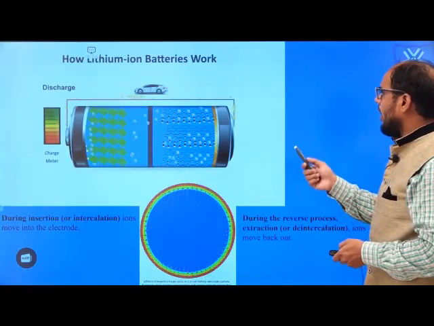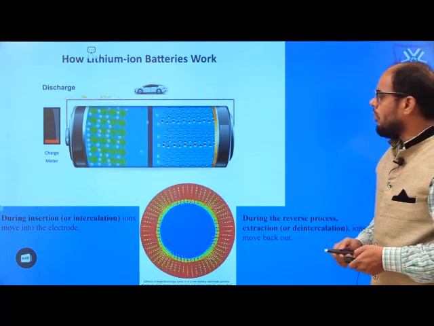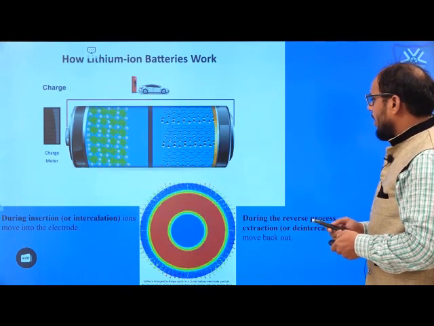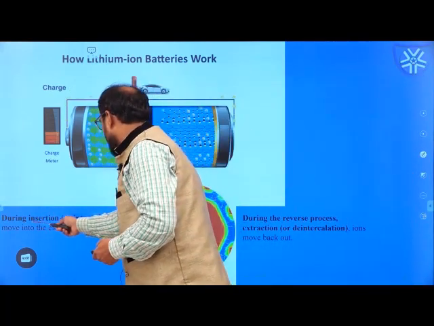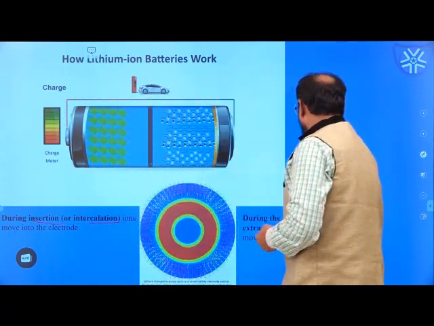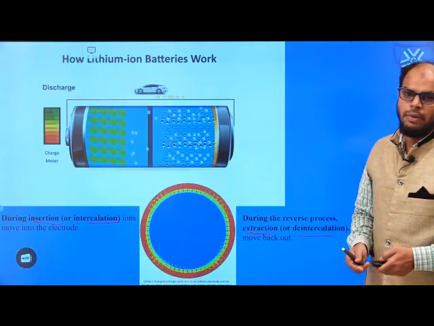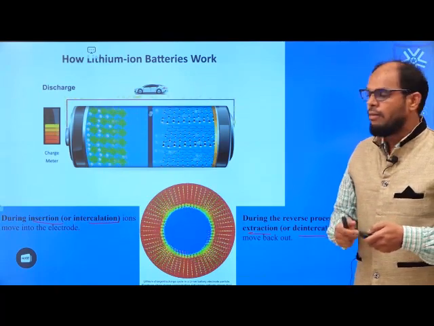Let us go to the next secondary cell, that is the lithium ion battery, and try to understand how this lithium ion battery works. For the lithium ion battery, we have two processes. One is the insertion process, which we call intercalation. The other is the extraction process, which we call deintercalation. So, this kind of phenomenon of deintercalation and intercalation is seen in a lithium ion battery.